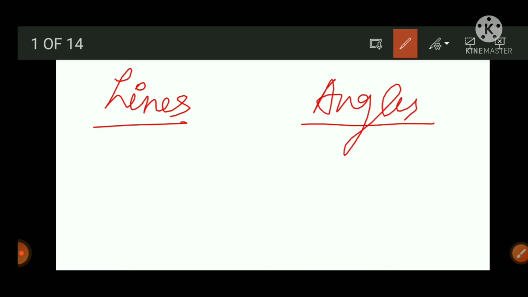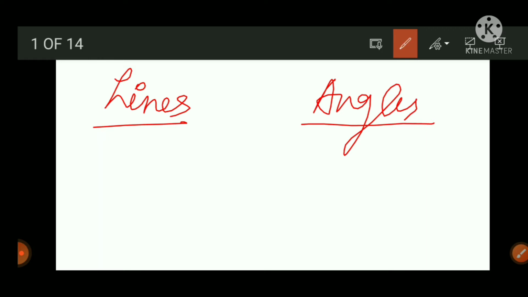So lines and angles. In this chapter, as you know, we are going to study about lines and about different kinds of angles. Lines you have studied in your class 7 or class 8, the various types of lines that are present in our daily life.